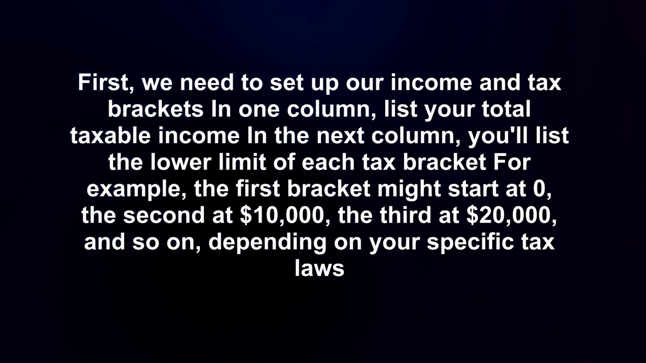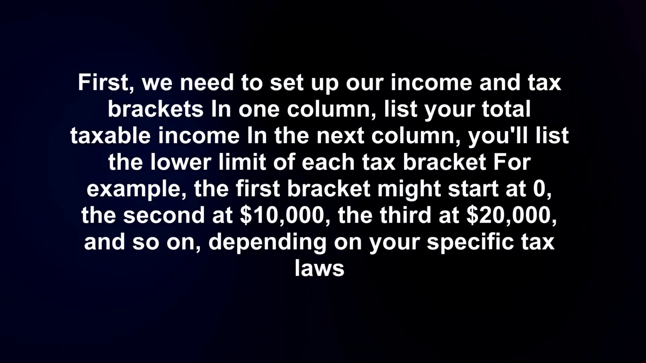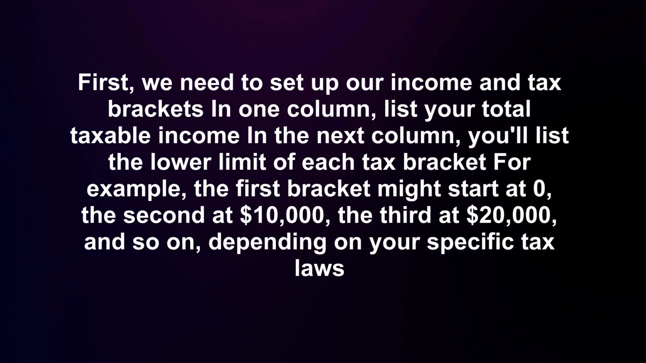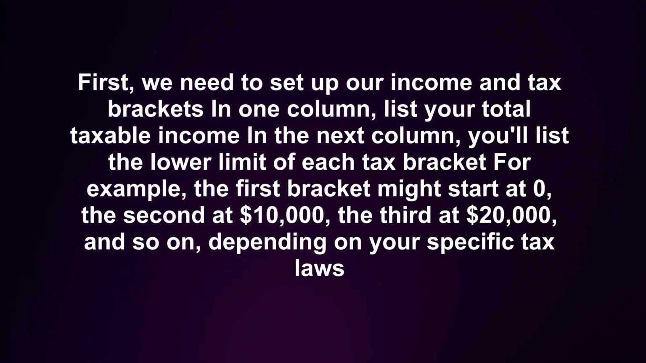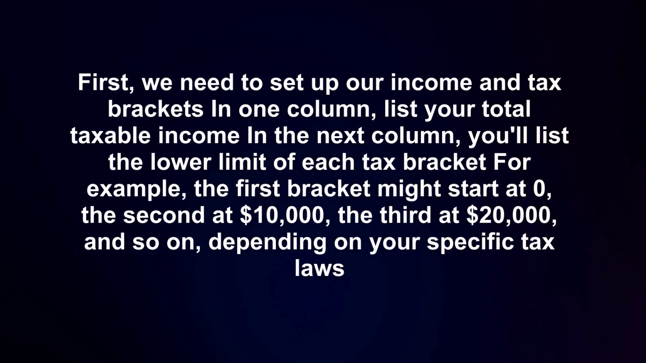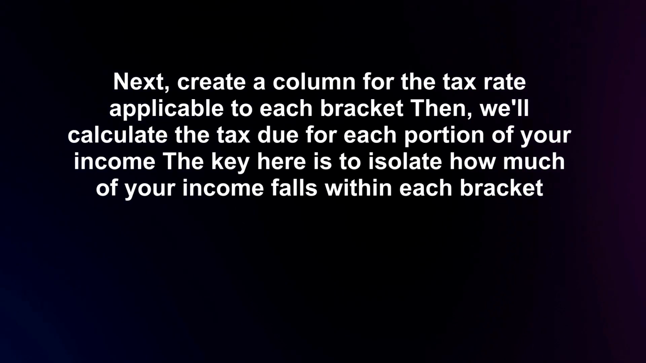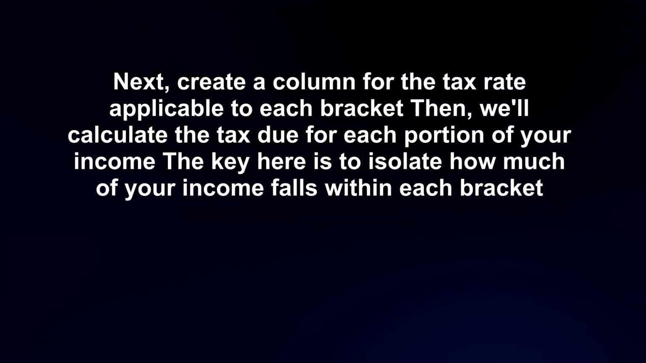List your total taxable income in the next column. You'll list the lower limit of each tax bracket, for example. The first bracket might start at 0, the second at $10,000, the third at $20,000, and so on, depending on your specific tax laws. Next, create a column for the tax rate applicable to each bracket.